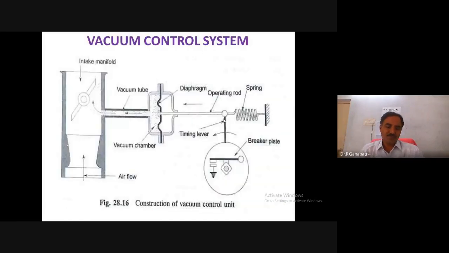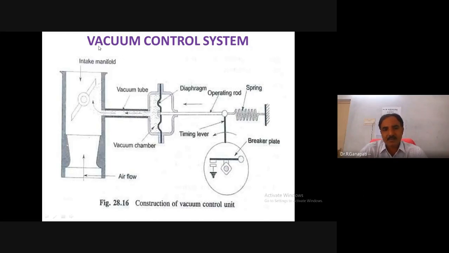The last one in the ignition system is the vacuum control system, or the vacuum advance mechanism system. Then in the Monday class we will go for the electrical system.